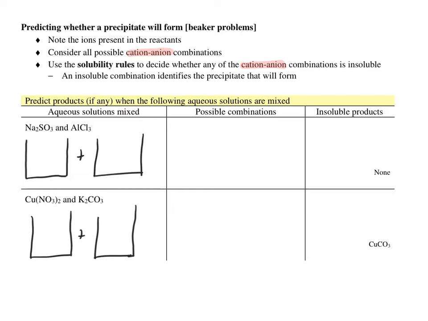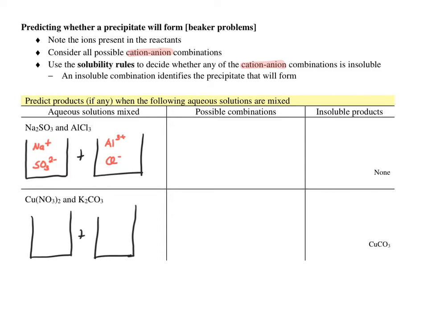In this first example, we see the ions that are present in solution are sodium ions and sulfite ions in the first aqueous solution. The second aqueous solution has aluminum 3+ ions and chloride ions. If you are having difficulty identifying the ions in solution, I suggest that you review the last chapter's material.